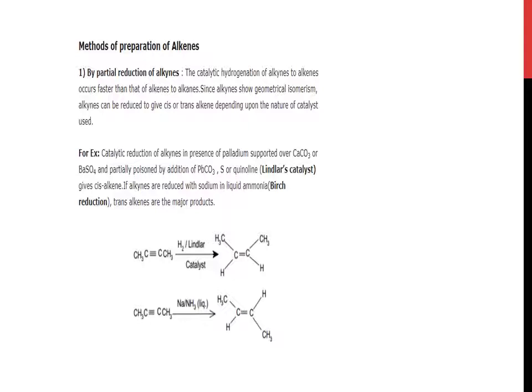On the screen there are both types of reaction. Let us start with the first reaction. Here we are with symmetrical alkyne CH3-C≡C-CH3 with dihydrogen and Lindlar's catalyst. The triple bond is reduced to double bond. In this case, both methyl groups are on the adjacent side, so it is a case of cis isomer. If we use sodium in liquid ammonia, then the methyl groups will be on the opposite side and it is a case of trans isomer.